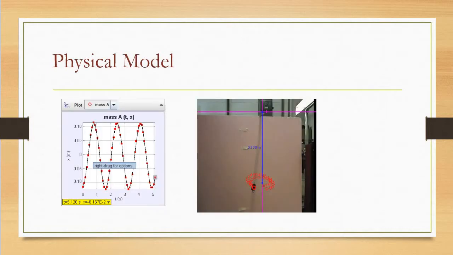Physical model. So for the physical model, I took multiple reference points in the tracker model and used them to get a graph about the motion of the spring mass system. And from that, I was clearly able to observe that it was in oscillatory motion, and we can notice it by looking at its displacement in the x-axis.